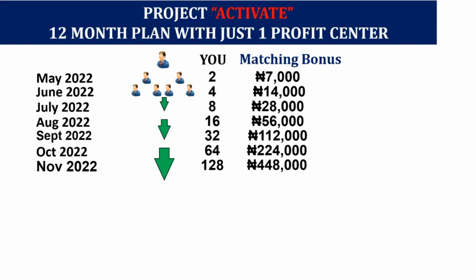448,000 naira. Ladies and gentlemen, are you seeing that some of you who are planning on how to borrow 500,000 naira in November have no need to borrow money again? 448,000 naira matching bonus will accumulate for you in November if you start the project Activate today.